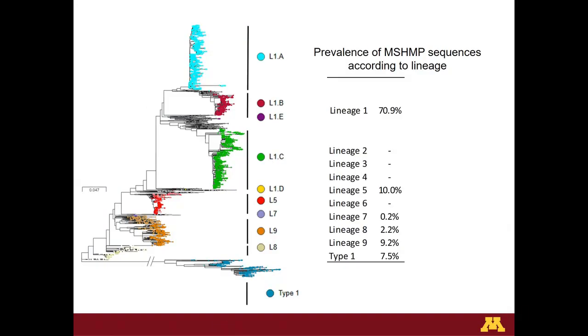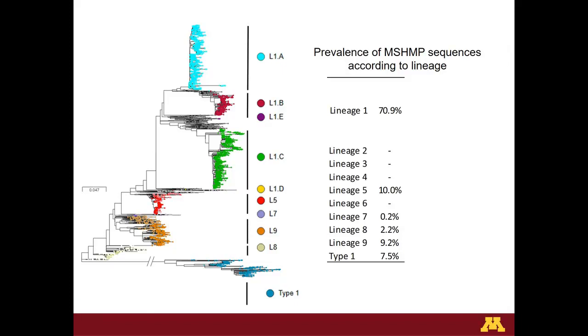And what I found was this. This is the tree that I found. First things first, the prevalence of these MSHMP sequences according to lineage. I didn't mention before, but I was using data from 2009 to 2017. During these 8-9 years, 80% of the sequences were assigned to a single lineage, lineage 1. Specific lineages just didn't appear in our data set, lineage 2, 3, 4. Other lineages appear with less frequency, but the vast majority of our sequences were from lineage 1.